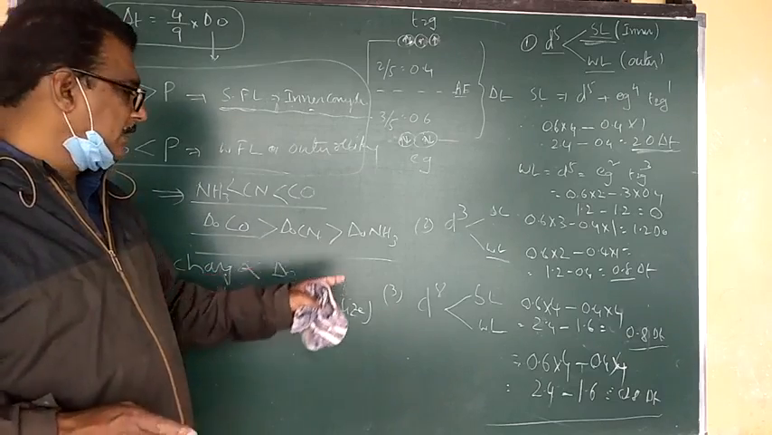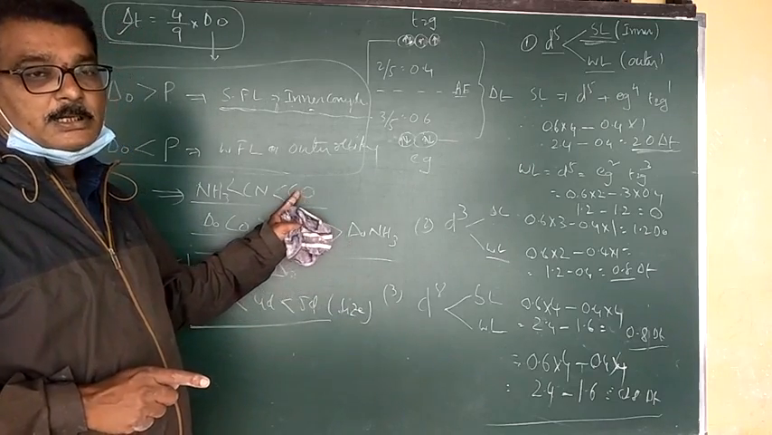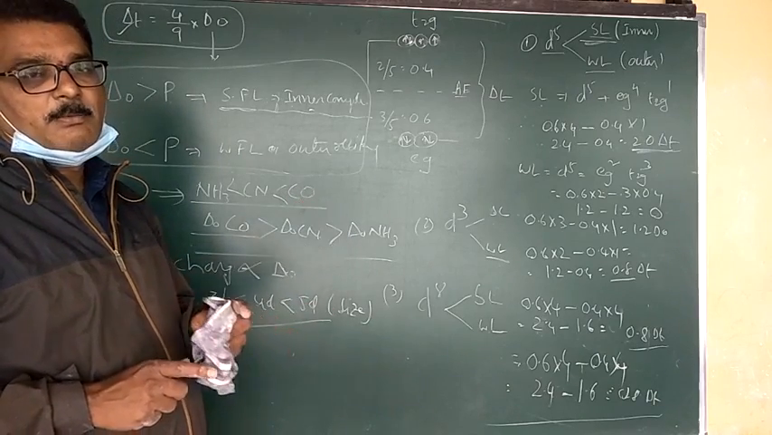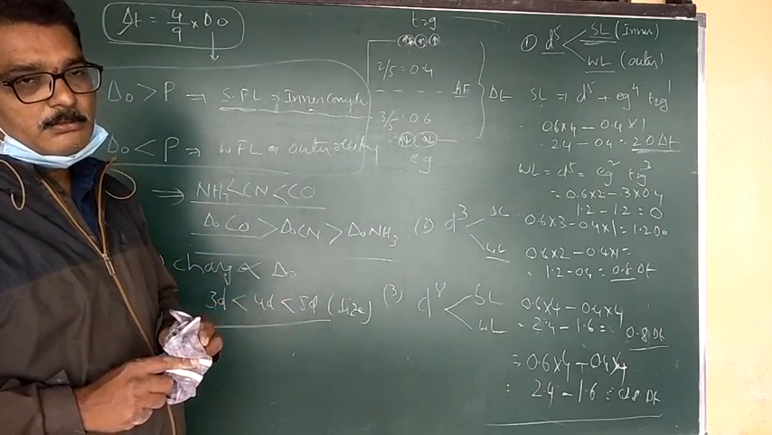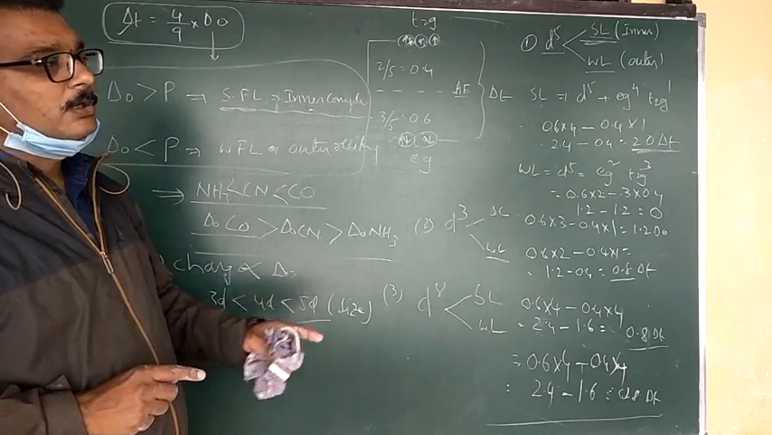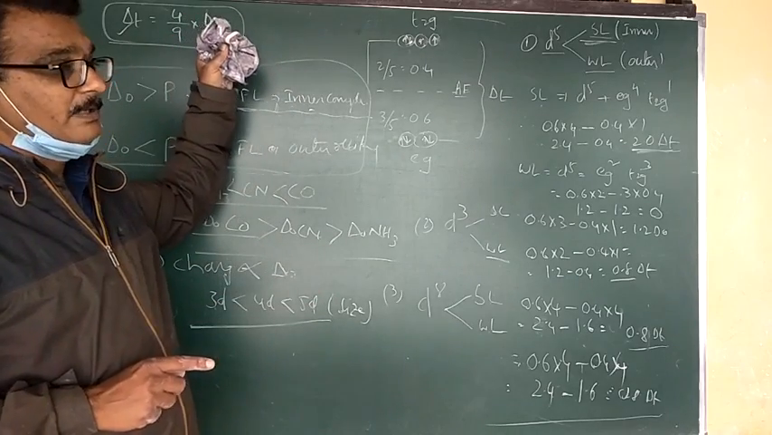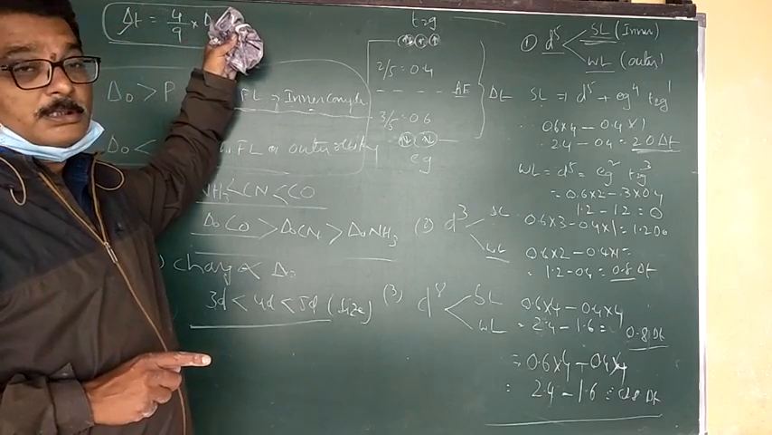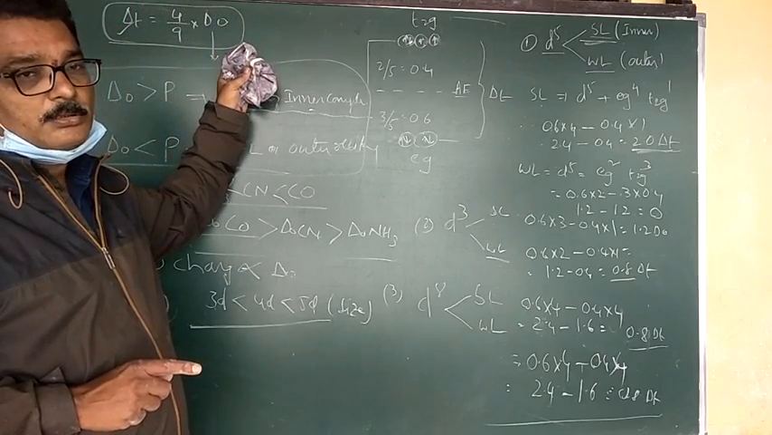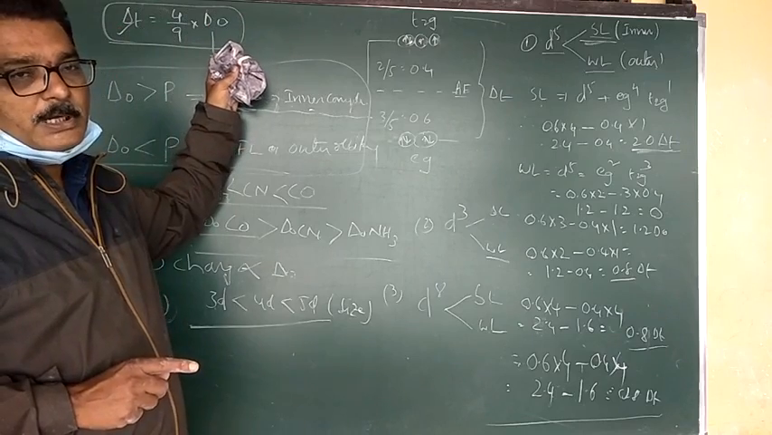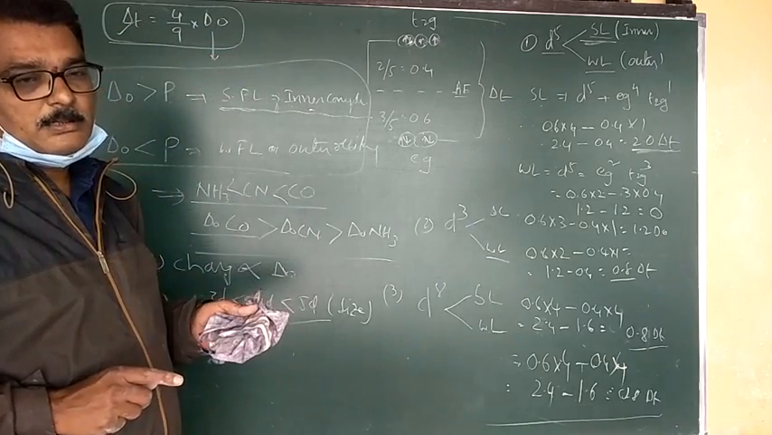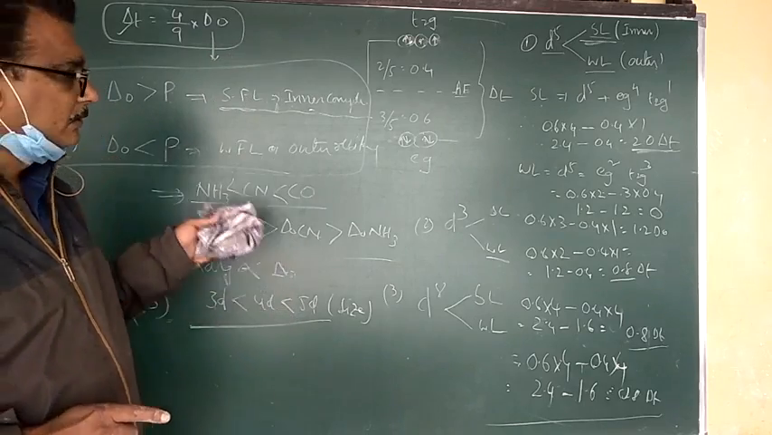Among all the ligands, carbon monoxide is the topmost strong field ligand. That's why it has the highest delta 0 value. After that, the relation between tetrahedral and octahedral: delta tetrahedral is equal to 4 by 9 into delta 0. This is a very important relation between tetrahedral and octahedral complexes.